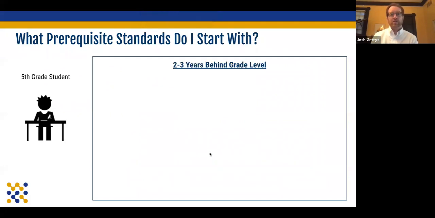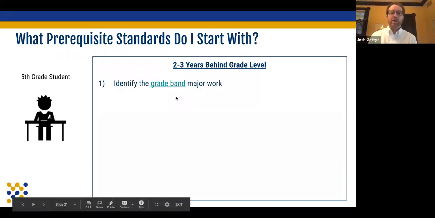So here's a different 5th grade student. Now the student's 2 to 3 years behind. What do I do with this? It gets a little harder. I'm actually not going to recommend that you go straight to the coherence map and just keep going back, because it gets so confusing. It's easy to get lost.